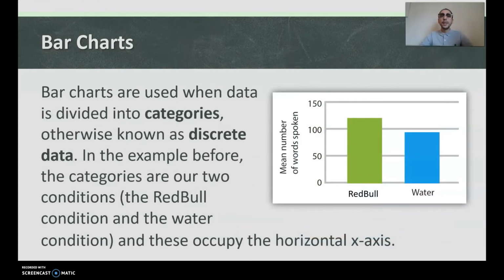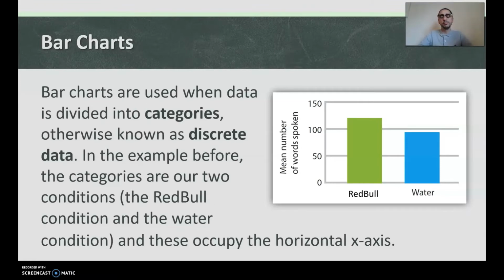Here we go. Bar charts are used when data is divided into categories, otherwise known as discrete data. So discrete data is when the data is in categories. In the example before, the categories are our two conditions. We've got the Red Bull condition, the experimental condition, and the water condition, the control condition. And these occupy the horizontal x-axis. So we can see we've got Red Bull and we've got water.